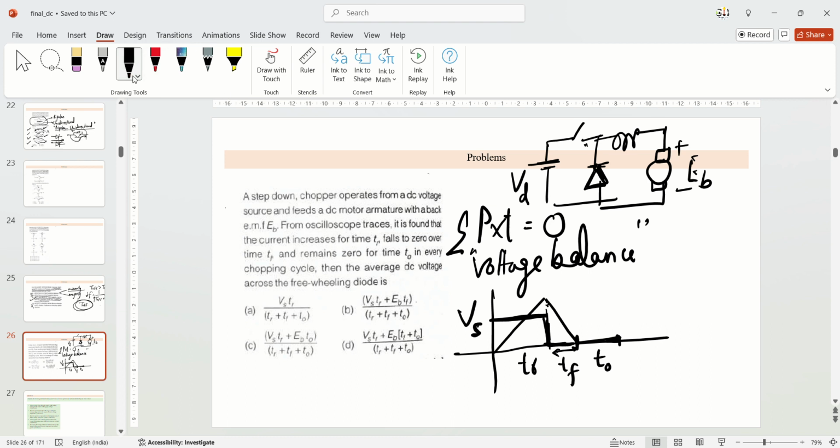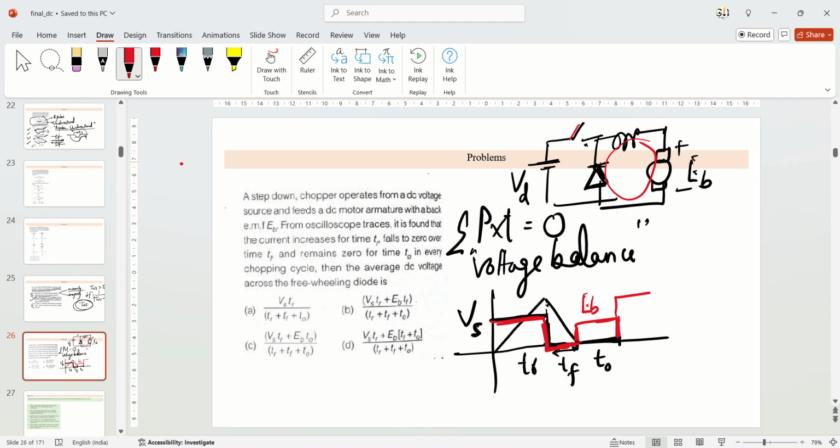Let me take another color for that. So this will be 1 and this will be 0. After the freewheeling diode is off, because this is also off, all the voltage occurring across it is actually EB. The EB voltage will occur during the time period of T0. Okay, so the same cycle will be followed further.